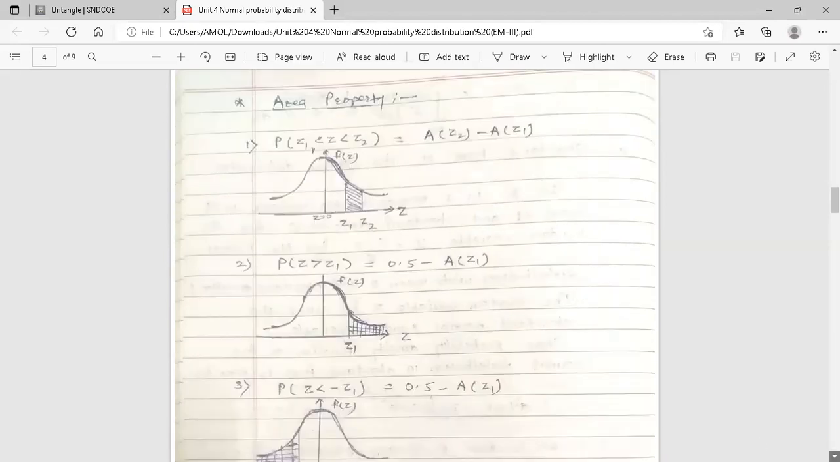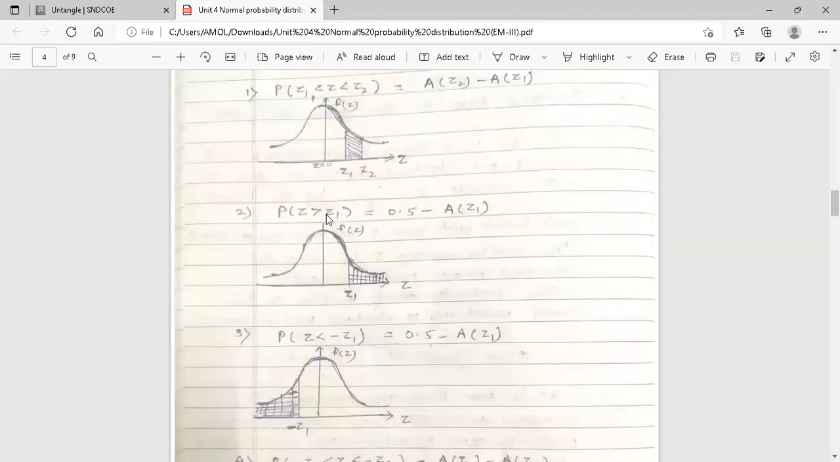The next is the probability of z greater than z1. See, this is the curve, and this is z1. Suppose z1 is positive, then z1 will be here on the RHS side. Now you have to find the probability when z is greater than z1, meaning this shaded portion. We want the probability of this shaded portion, because we want the probability of z when it is greater than z1. So calculate the probability of this shaded portion.